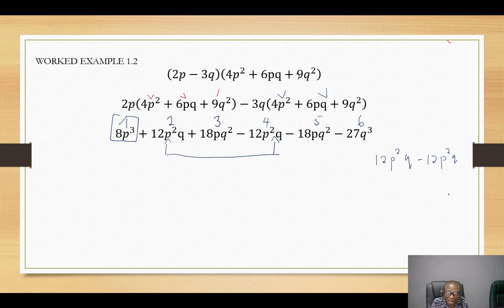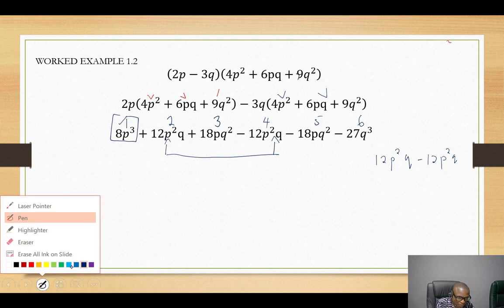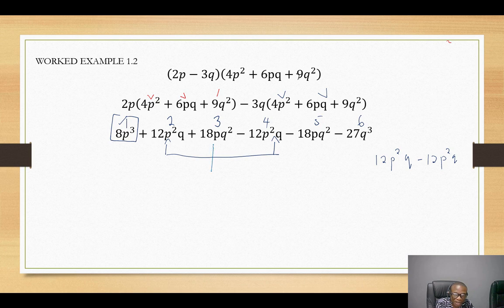Now, which other terms are the like terms? I'm going for the third term and the fifth term. These are the like terms as well. They will also give us 0 because it's 18pq squared minus 18pq squared. I'm actually left with 2 terms here. I'm left with the first term and the sixth term. So I believe the final answer is going to be 8p cube minus 27q cube. Let's check.